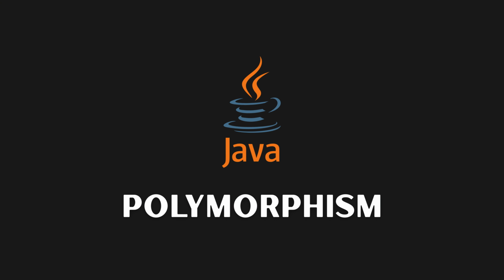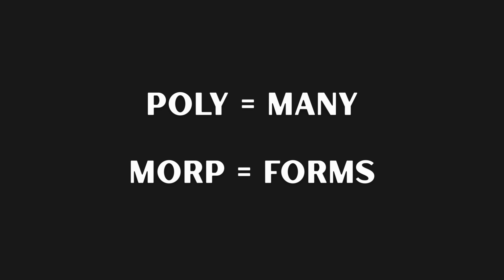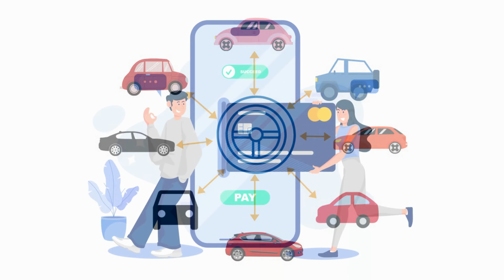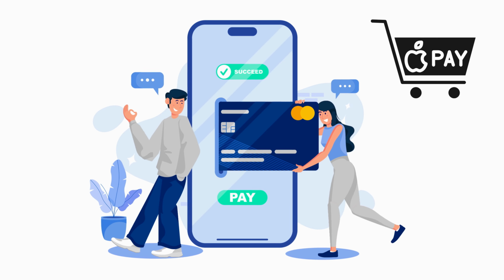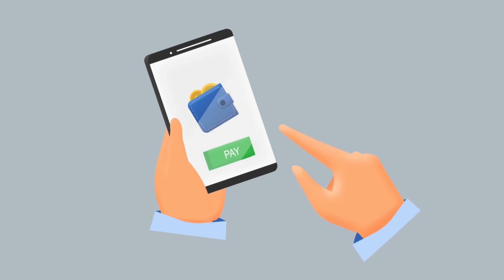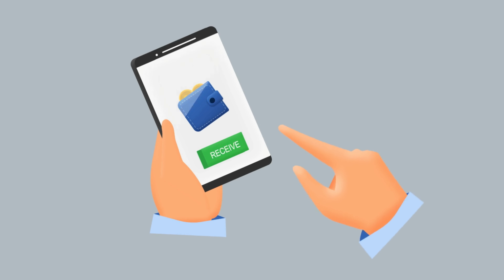So what is polymorphism? The word polymorphism literally means poly is many, morph is forms. It means the same thing can take many forms. For example, a payment can be done by Apple Pay, Google Pay, UPI, card or cash. But no matter how you pay, the action is always the same, making the payment.